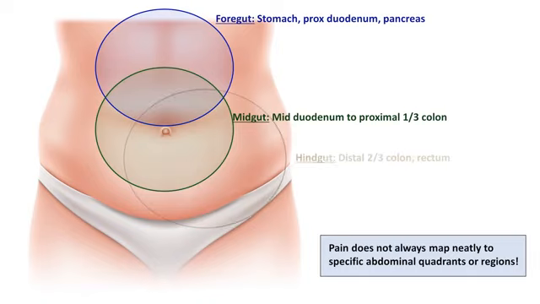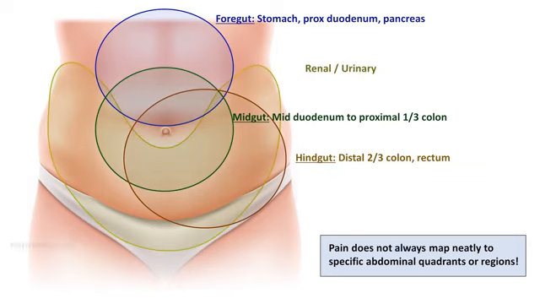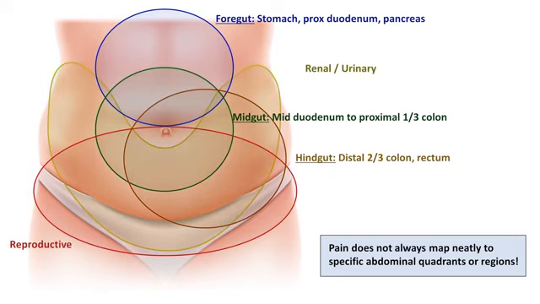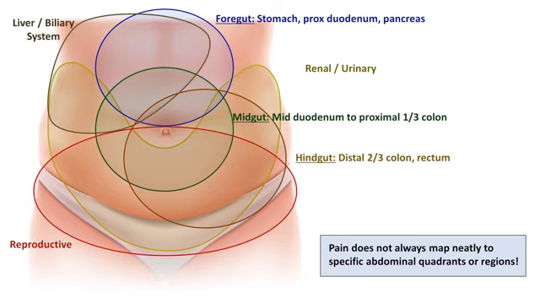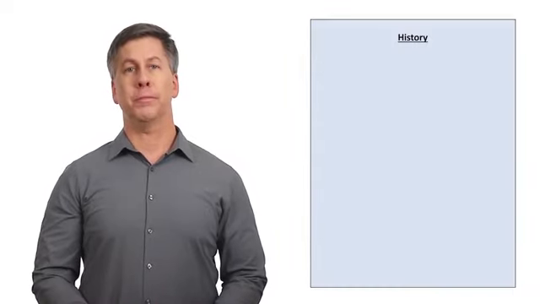Hindgut structures can lead to pain throughout half the abdomen. Pain from the GU system and reproductive systems can be widespread, and even pain from the liver and biliary system can extend outside the right upper quadrant. Now, I'll shift to discussing the step-by-step evaluation of abdominal pain, starting from the history.